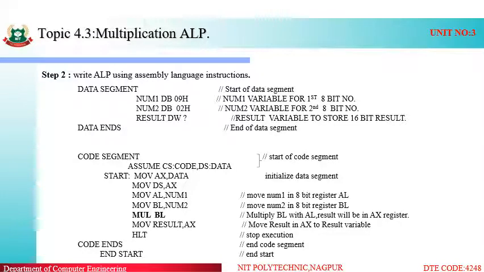Now suppose the same program is asked for multiplication of signed numbers, negative numbers. So the program, all the lines will be the same except the line MUL BL. Instead of MUL BL we will have to use IMUL. IMUL is used to multiply two signed numbers. Remaining program logic and program statements will be as it is. Simply we have to write IMUL instead of MUL BL. So IMUL BL.